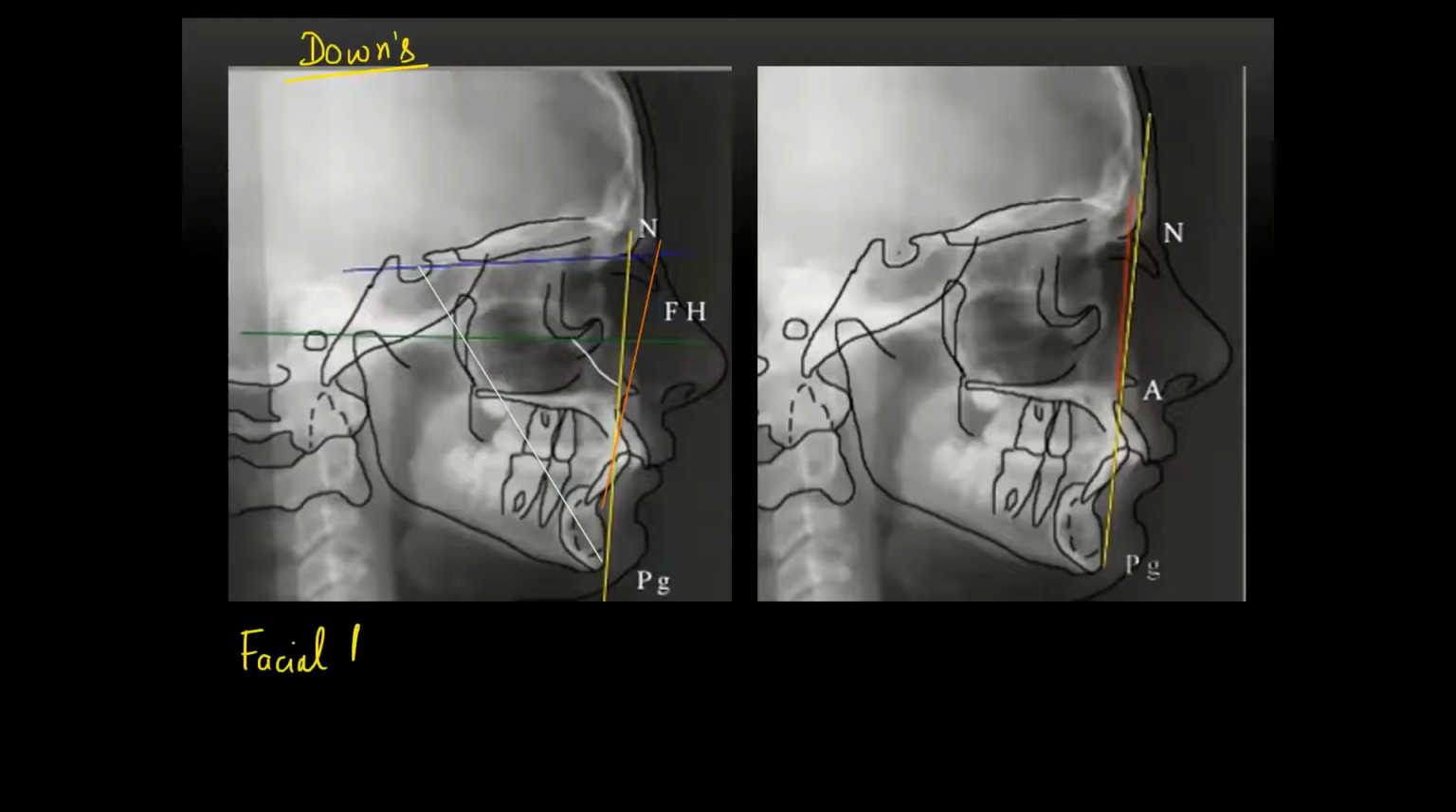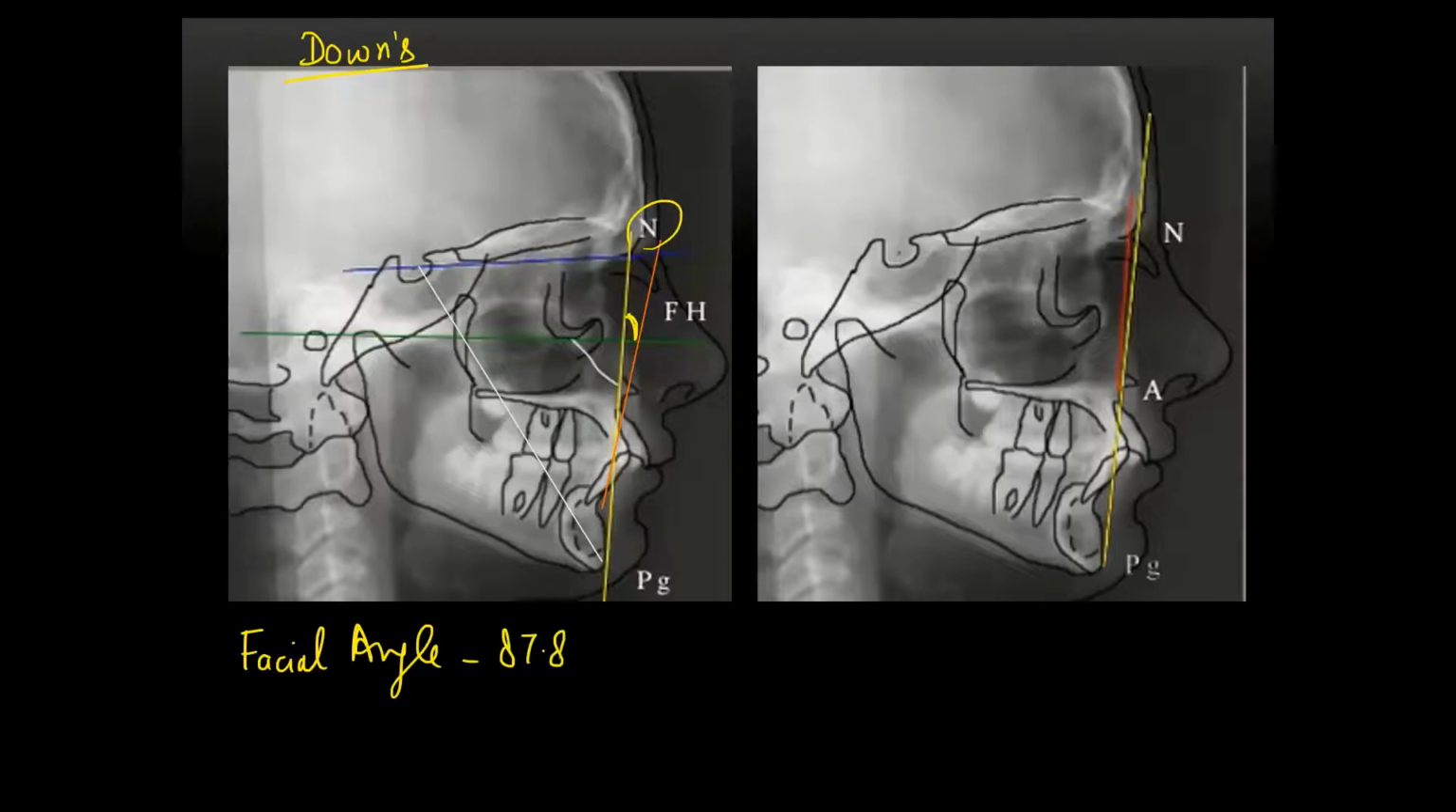So how is the facial angle made? It is the angle between N, gnathion, P, pogonium, and the FH. Okay, it is this angle. This angle is the facial plane, the angle between nasion and pogonium and FH. So the average value is 87.8 degrees.